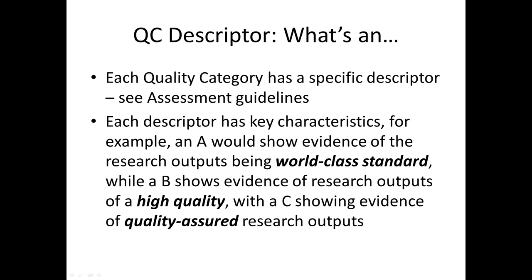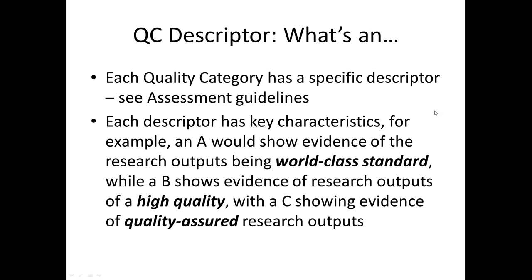So let's have a wee peek now at those descriptors. The quality category descriptors have a specific descriptor for each. You need to see the assessment guidelines for these, not the TEO ones, but the assessment ones. And each descriptor has key characteristics. So, for example, an A would show evidence of research outputs being of a world-class standard, while a B shows evidence of research outputs of high quality, and a C, quality-assured research outputs.